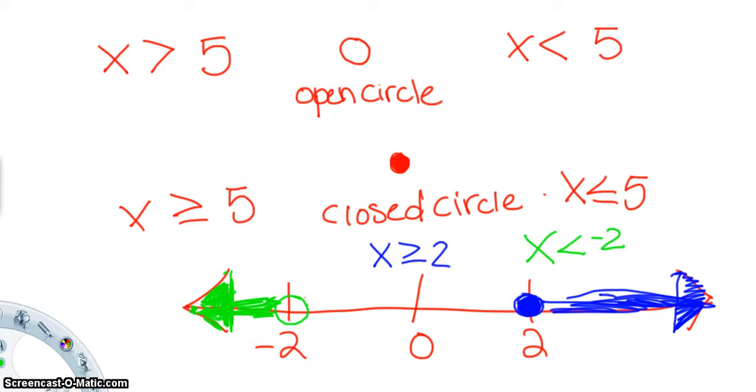Notice that I have an open circle at negative 2. The open circle at negative 2 is because it does not include the number negative 2. The number negative 2 is not included, so we have an open circle. In x is greater than or equal to 2, we know that 2 is included, so we have a closed circle. Let's try an example.